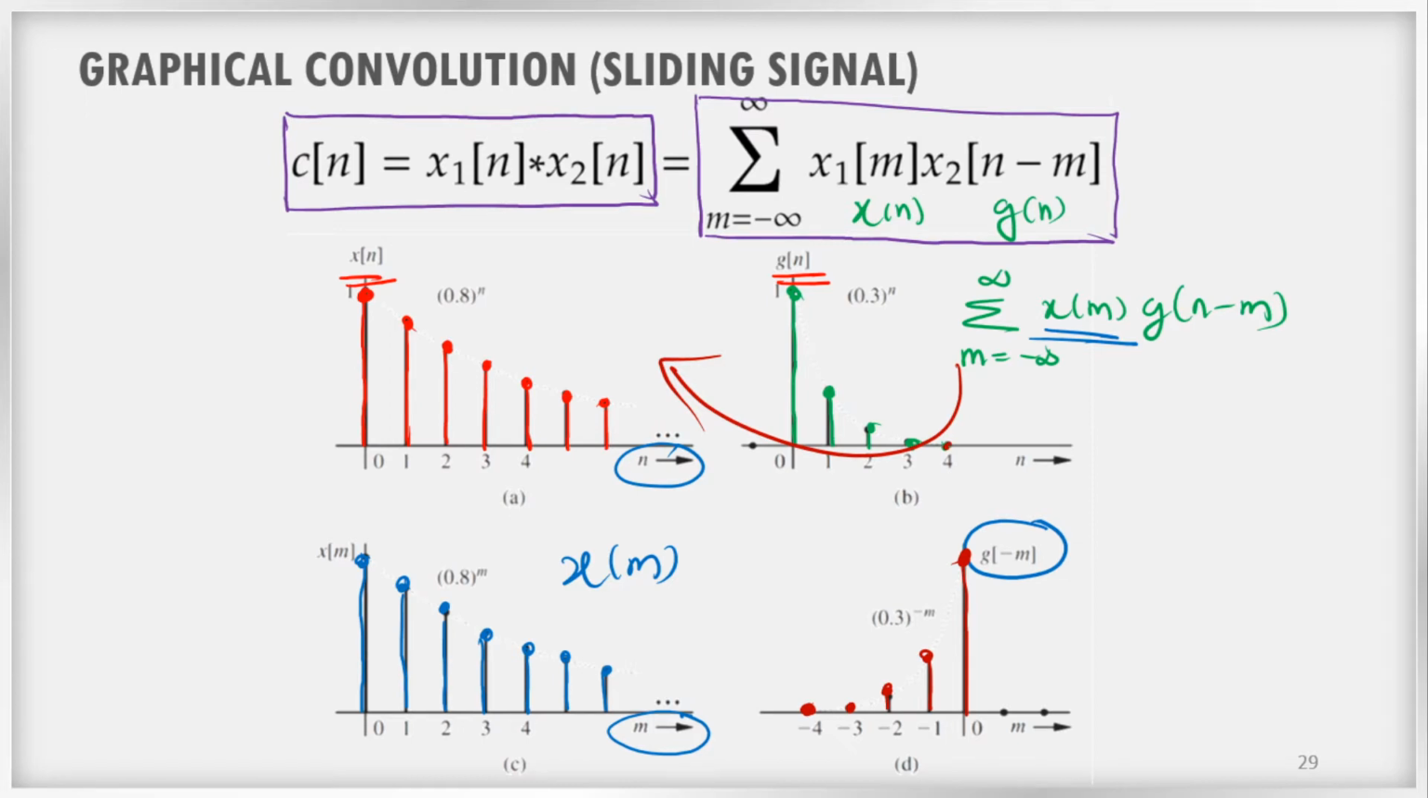Now what is the first step? This is actually g of minus m and it is not g of n minus m. Now how do we obtain g of n minus m? We have to shift this particular signal.